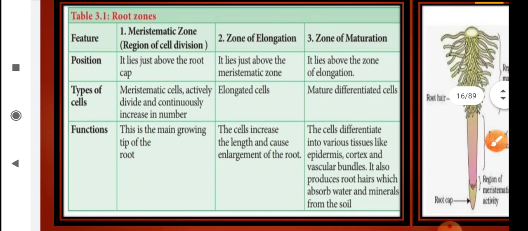Cells are differentiated into tissues like epidermis, cortex, vascular bundles. It also produces root hairs which absorb water and minerals from the soil.